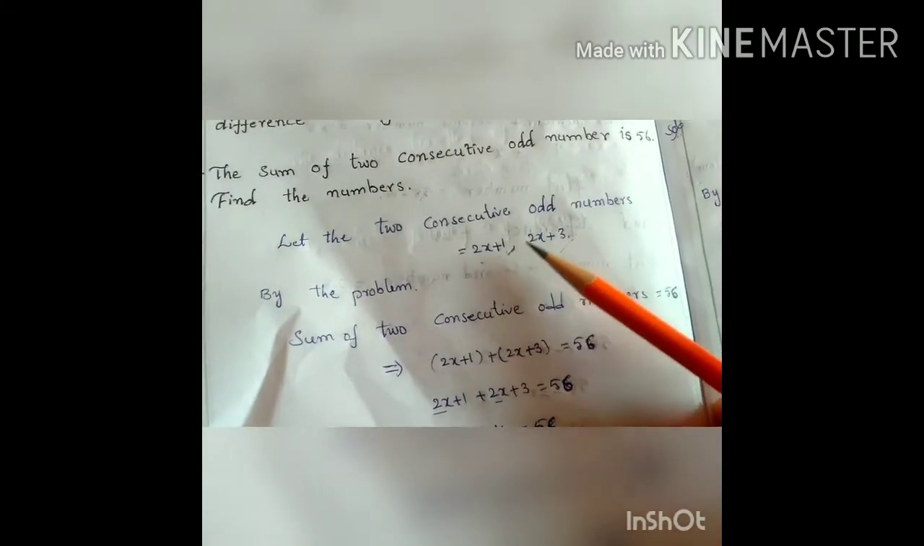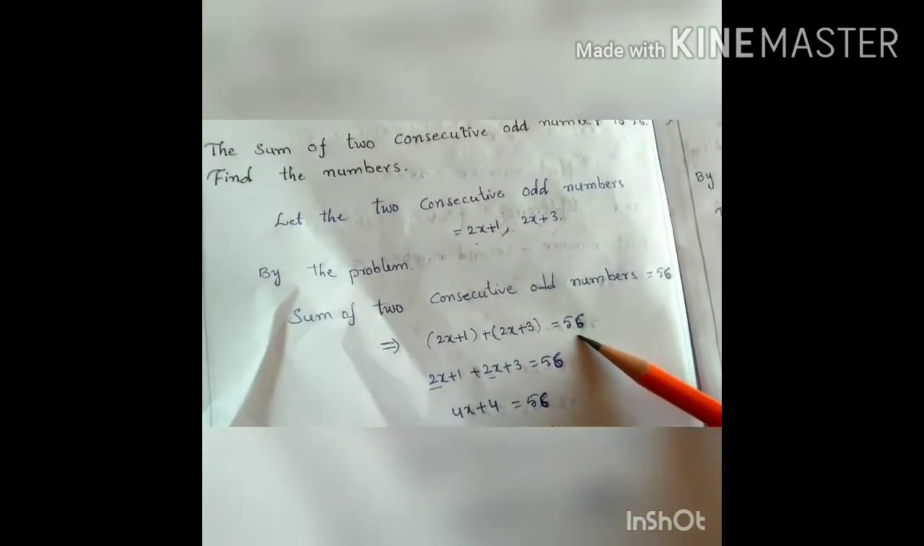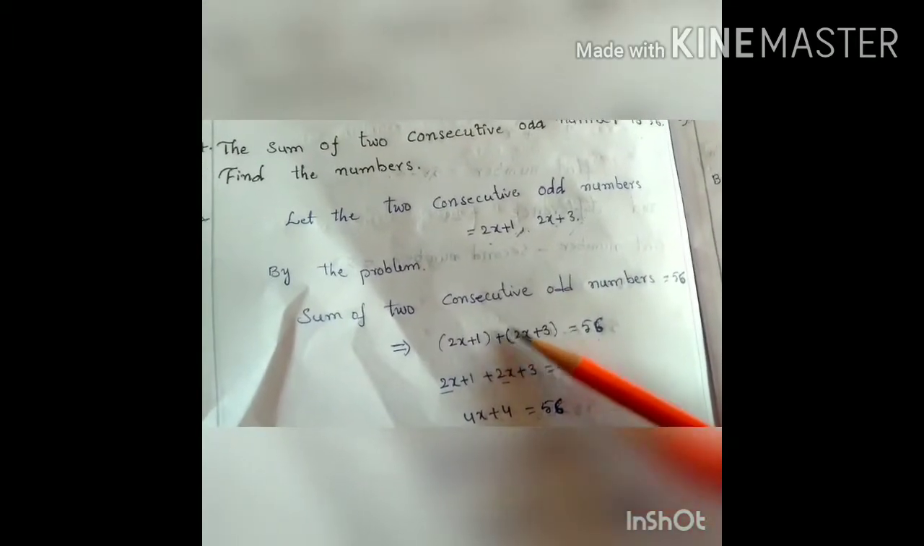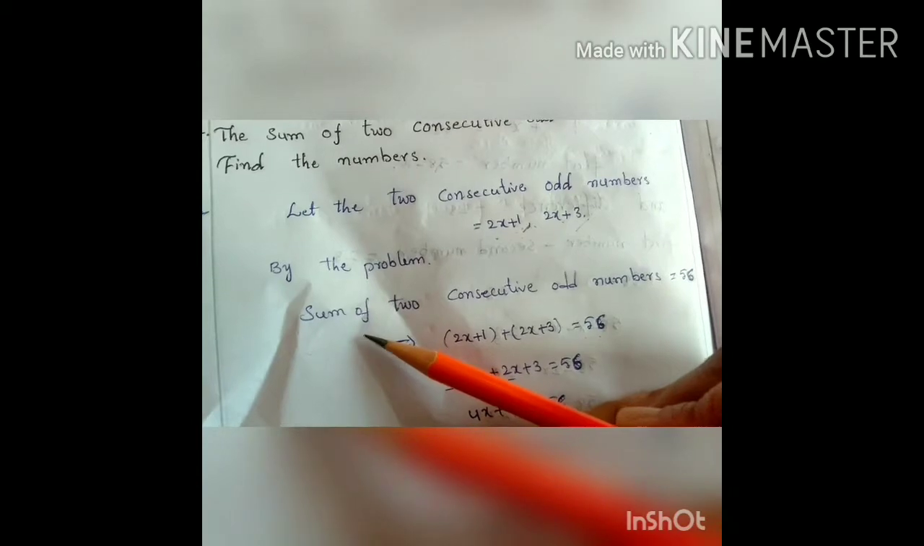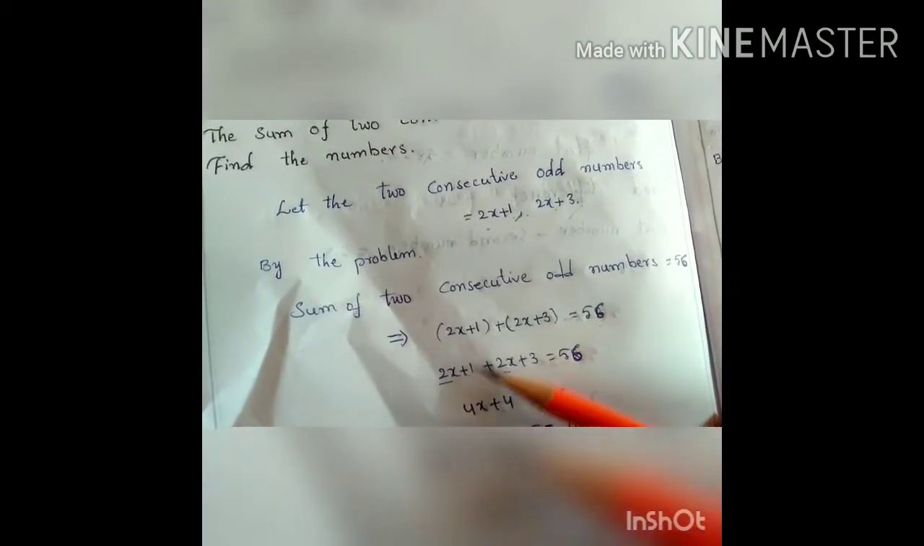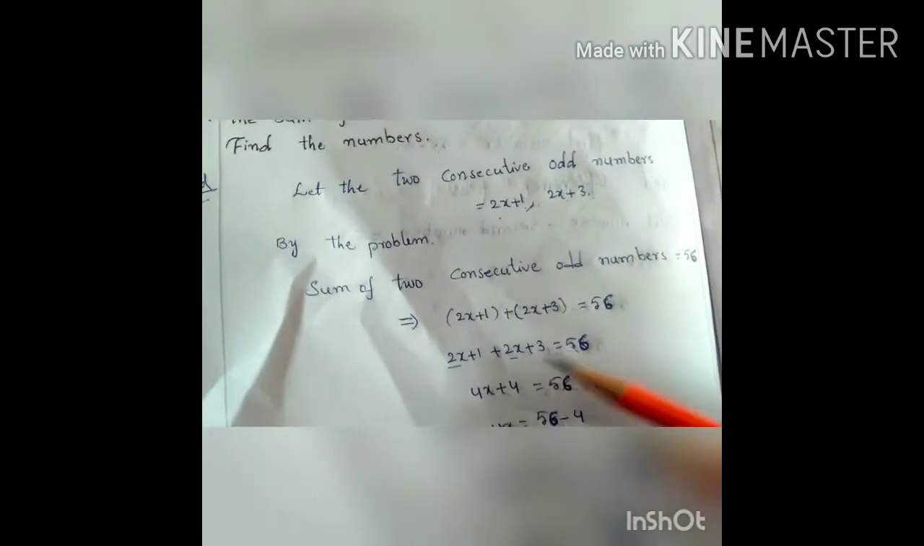So 2x plus 1 plus 2x plus 3 equal to 56. Why do we have to take plus here? Because the question asks about the sum of two consecutive odd numbers. Sum means the addition symbol. So 2x plus 1 plus 2x plus 3 equal to 56.